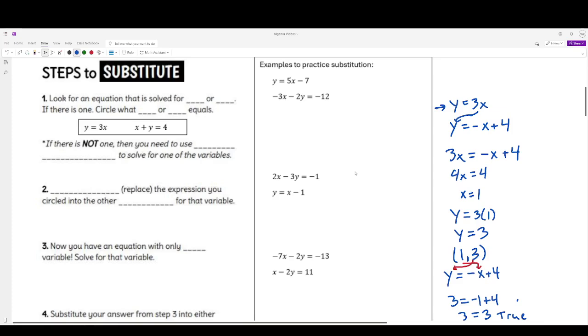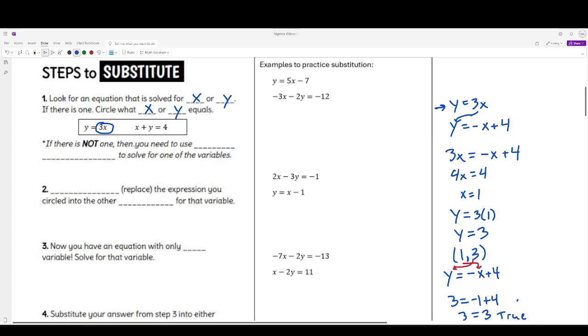Now, the only difference from what you've done where it's y equals y is that we're introducing the idea that you don't have to have both equations solved for y in order to solve by substituting. So let's look at our steps here. Number 1, look for an equation that is solved for y or x. We'll put x or y alphabetically. If there is one, circle what x or y equals. So in our example here, we have y equals 3x.